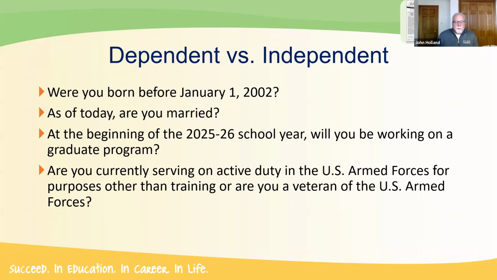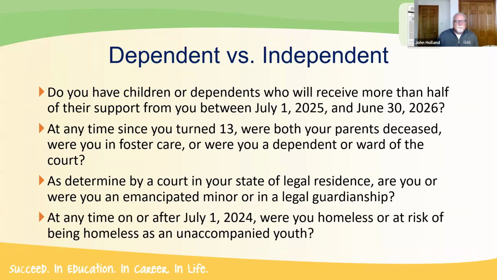So I'm going to show you another list of questions that they have to go through. So remember, these are asked of the student again, and they ask the student, do you have any children that will receive more than half their support from you for this next year? And any time since you turned age 13, were both your parents deceased? Were you in foster care? Or were you a ward of the court? Are you or were you in a legal guardianship? And then there's a few questions about homelessness.